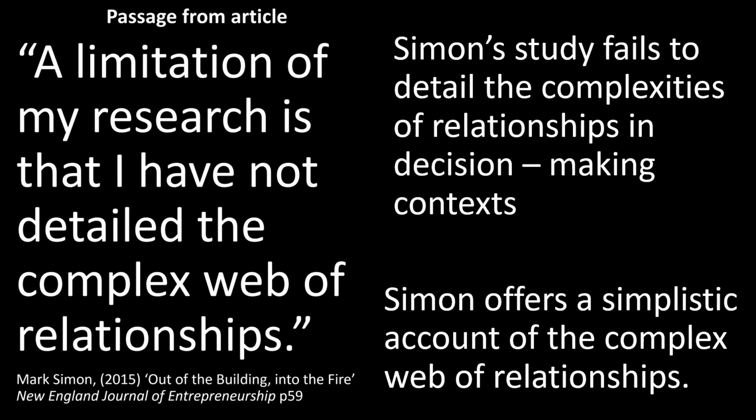These sentences are just examples. You will need to go much more in depth. You can explain why offering a simplistic account is problematic, like we did with the disadvantages. You can explain the importance of detailed explanations. You can undermine Simon with his own admission.